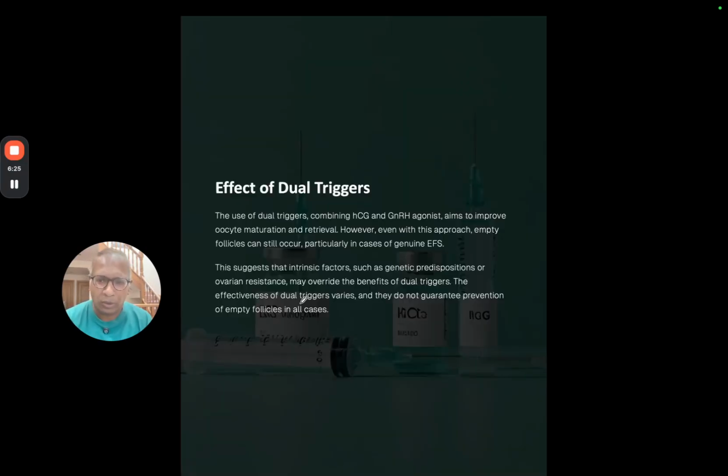Now, over a period of time, we have seen the effect of dual triggers. The use of dual triggers, which combines HCG and GnRH agonist, aims to improve oocyte maturation. Even with this, you don't address the primary cause of age or low AMH, but you can address the cause of HCG failure. The risk of HCG failure seems to be between 1 and 2%, and the risk of GnRH analog failure is about 2 to 3%. This suggests that intrinsic factors such as genetic predisposition and ovarian resistance may override the benefits of dual triggers.